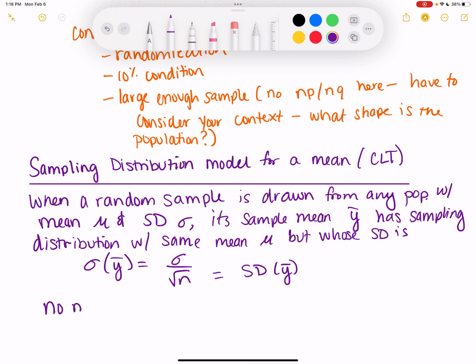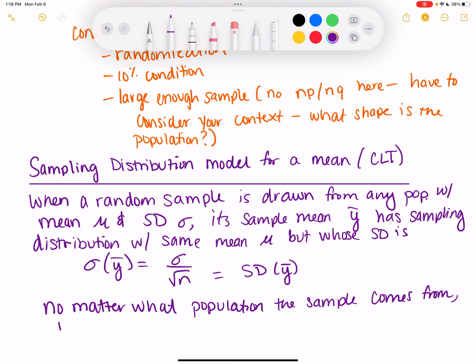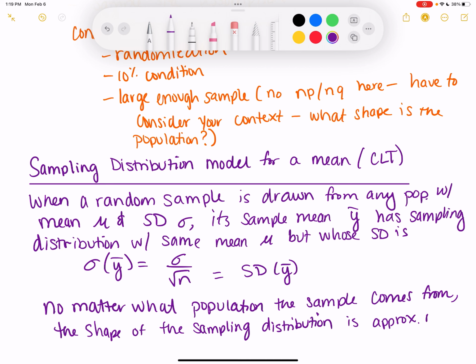So no matter what population the sample comes from, the shape of the sampling distribution is approximately normal as long as the sample is large enough.